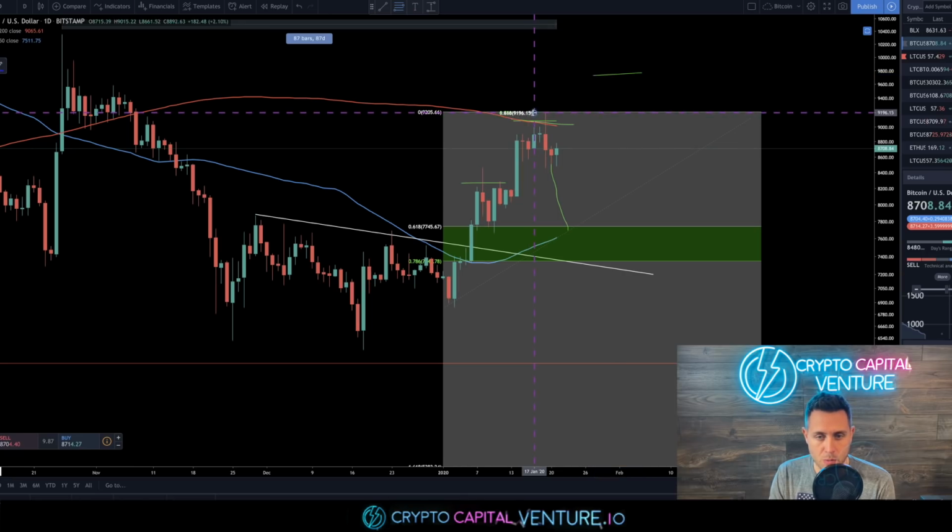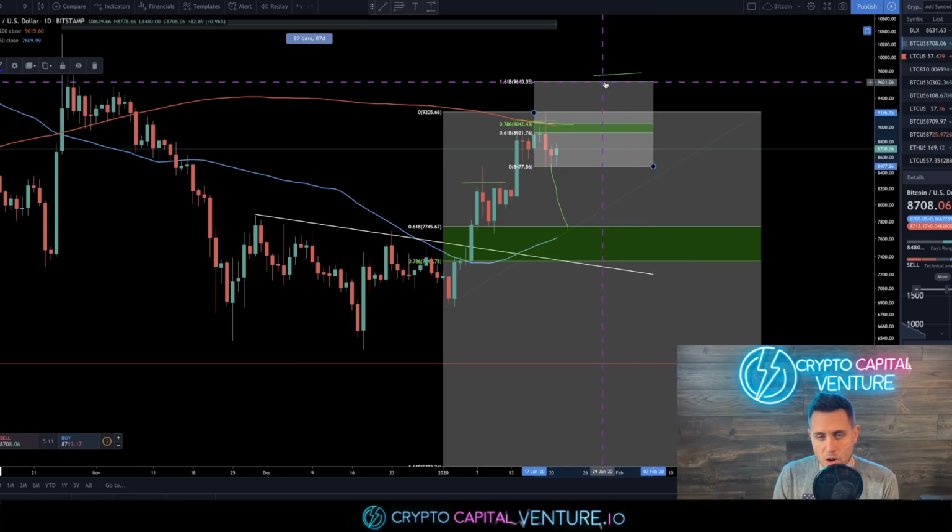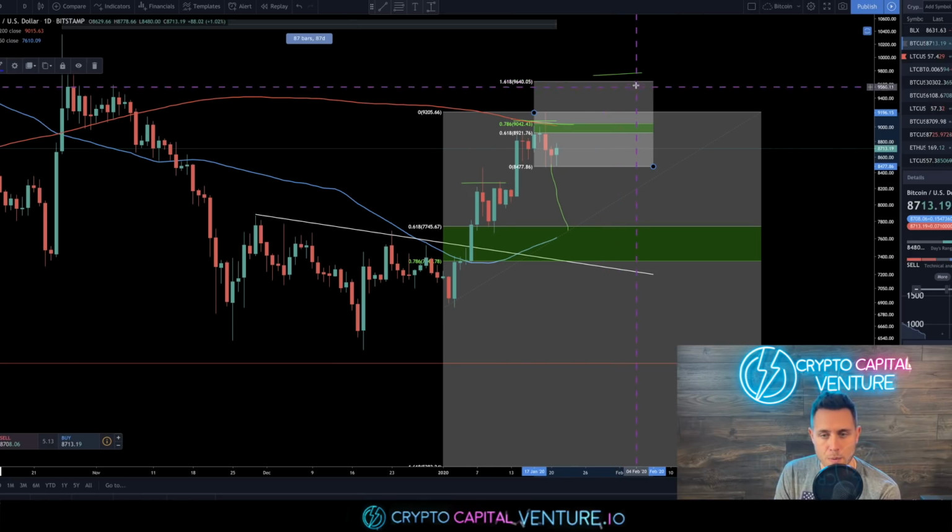We have the swing high we just had the other day where we had rejection to a swing low, and we see our 1.618 comes up to around $9,700 up here for a higher high. That would be my next target.